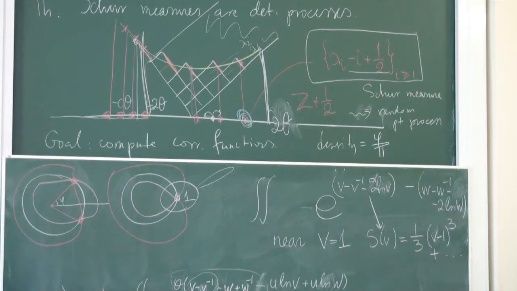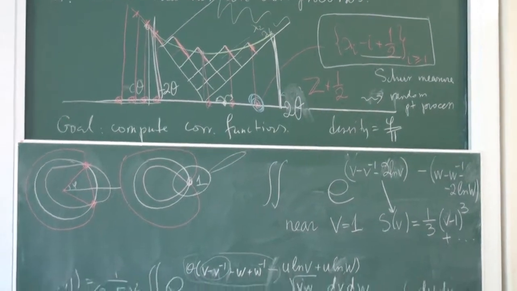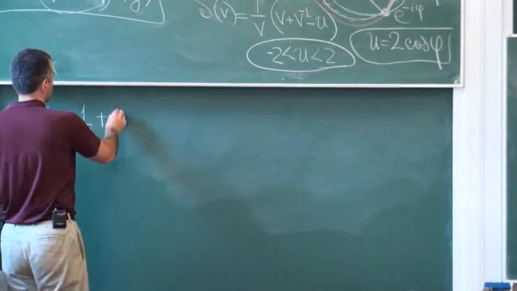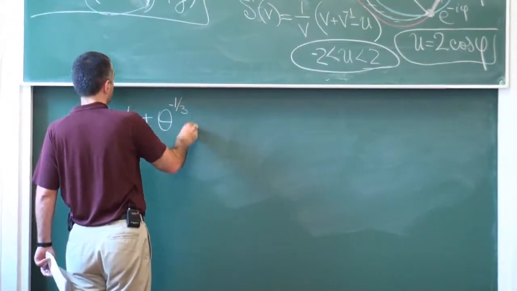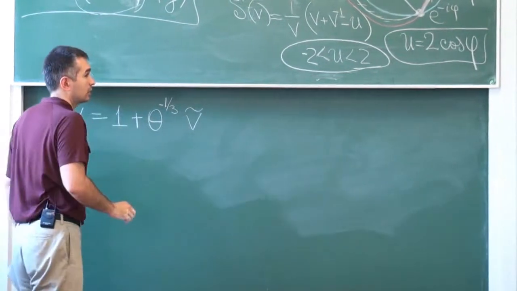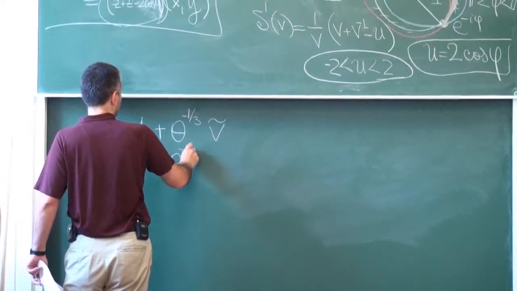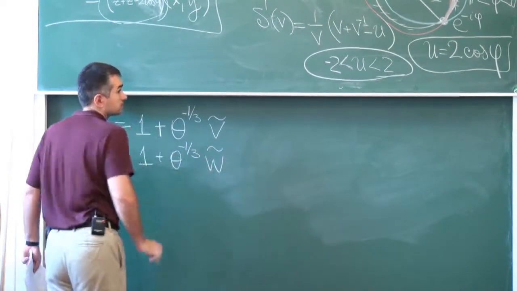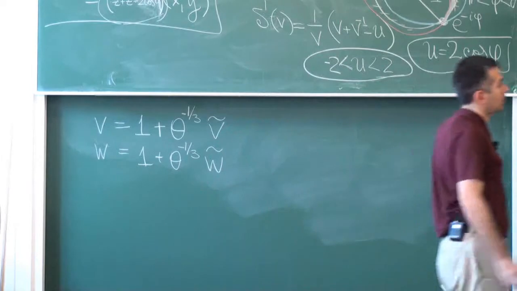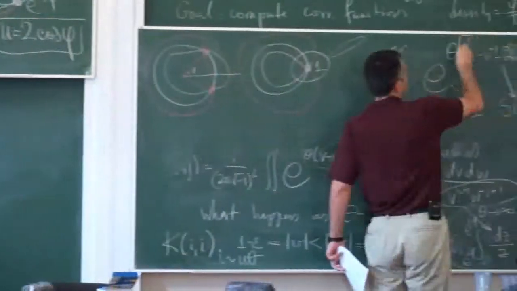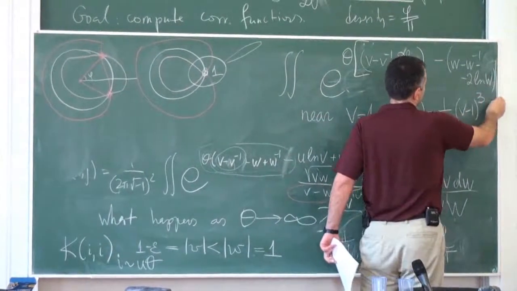What I'll do instead, I'll do the local change of variables. So I'm going to take my integration variable v to be 1 plus theta to the power minus 1/3 v tilde, and w to be 1 plus theta to the power minus 1/3 w tilde. There was a prefactor theta here. So this is exponential of theta multiplied by this expression.